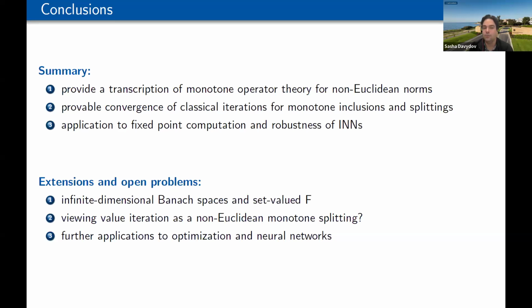And I think viewing value iteration as a non-Euclidean monotone splitting problem is an interesting avenue. I've looked at it a little bit, but I don't have any conclusive answers yet. I wonder if you can gain new insights into what value iteration is actually doing if you view it from this perspective. And then I think there are tons of potential applications to optimization and neural networks that are still, as yet, to be explored.